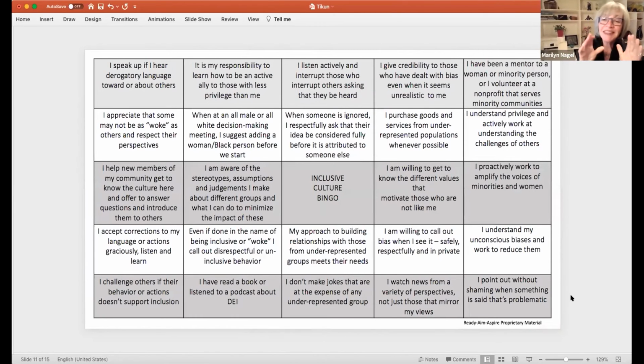So this is one that I use often in the workshops that I do. It's called Inclusive Culture Bingo. I know we don't have time to play it today, but if you want a copy of it, I'm happy to send it to you, or you can take a snapshot. Just take out your phone, hold it up to the screen and take a picture of it.